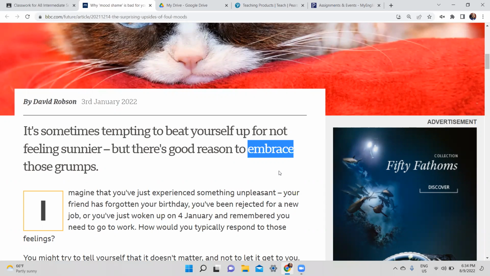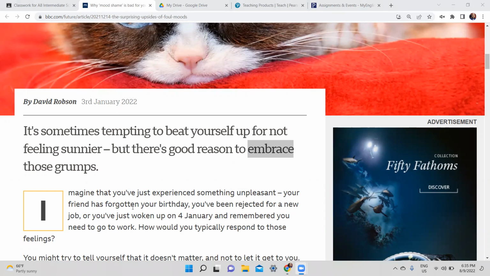How can you use embrace in one example? She has to accept. No, she has to embrace to study more.